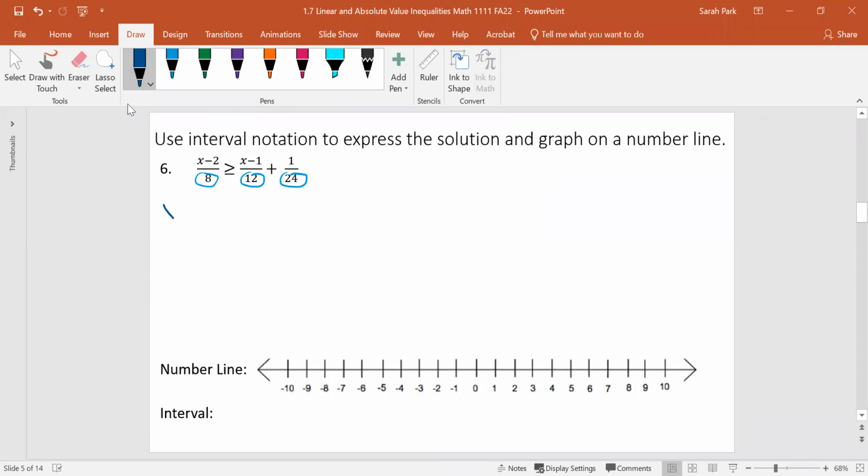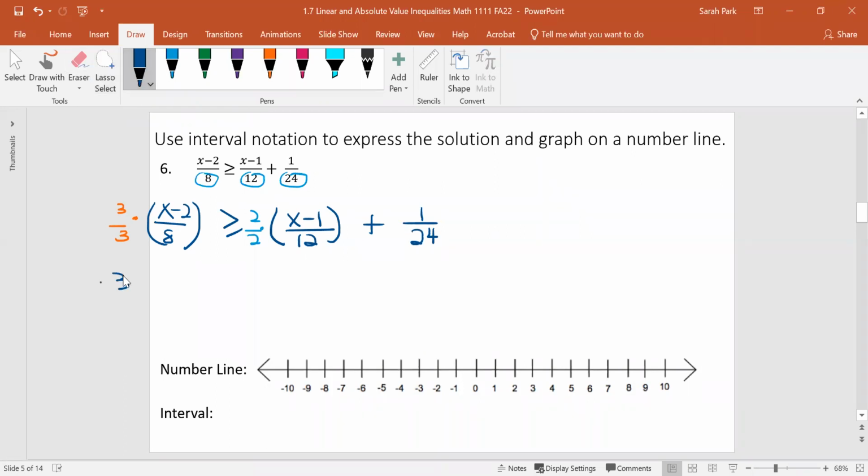Let me just rewrite this again, (x minus 2) over 8, and put it in parentheses. So the first fraction, we're going to multiply by 3, greater than or equal to the second fraction, (x minus 1) over 12. We're going to multiply by 2. And then the last, 1 over 24. We don't really need to do anything with that because it's already 24 in the denominator. So what we have here is 3 parentheses x minus 2, with 24 in the denominator, greater than or equal to 2 parentheses x minus 1 over 24 plus 1 over 24.